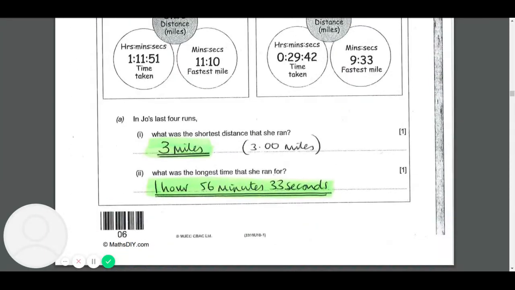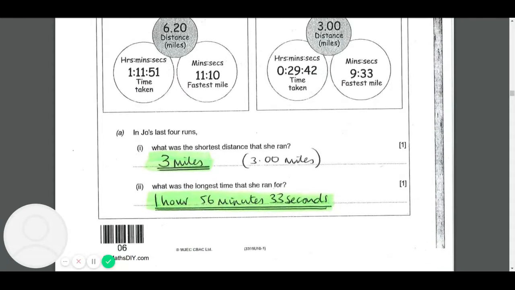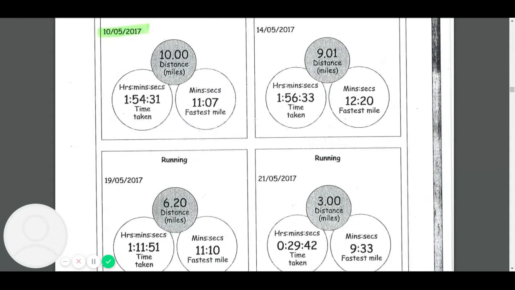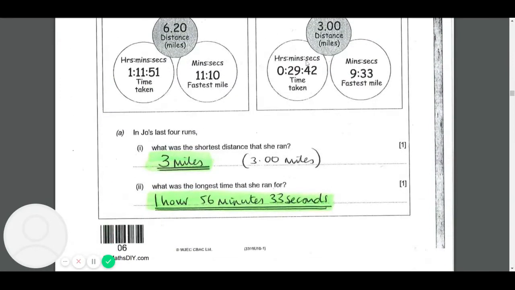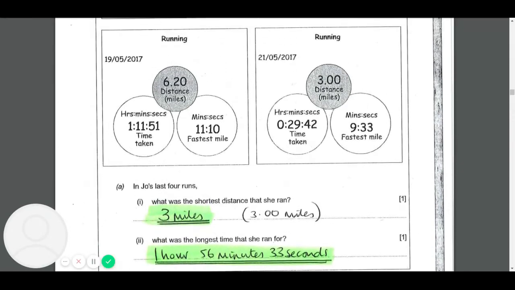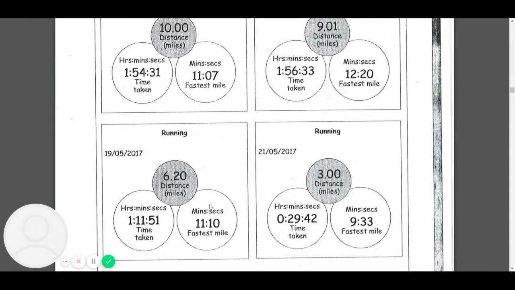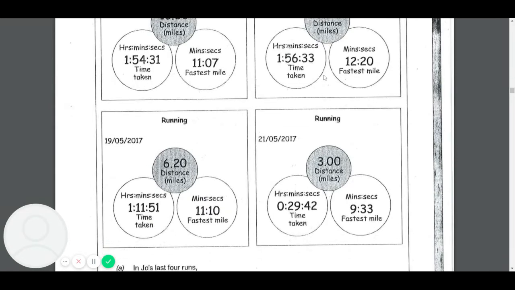And then we've got what was the shortest distance she ran. So we look at the distances, and this one here, 3 miles. Okay, so 3 miles. And what was the longest time she ran for? So just look at the time taken and here you go, 1 hour 56:33. Just write that one down.